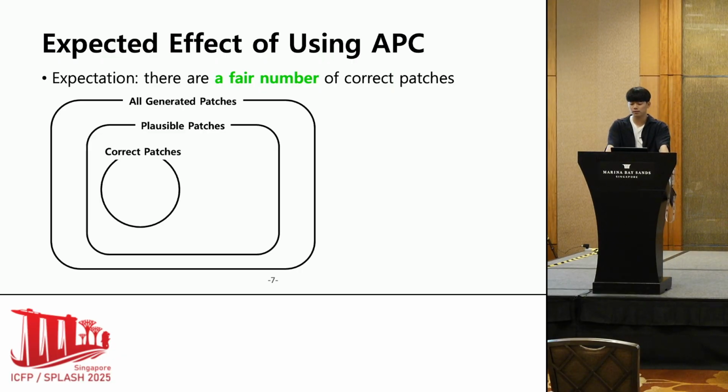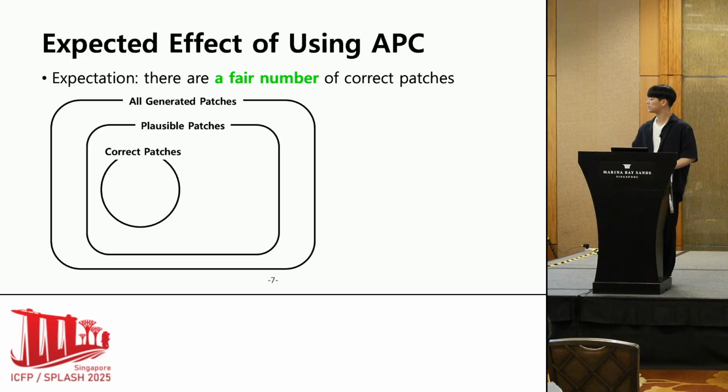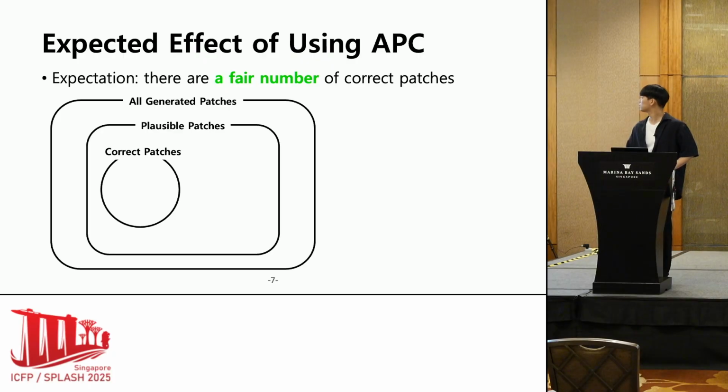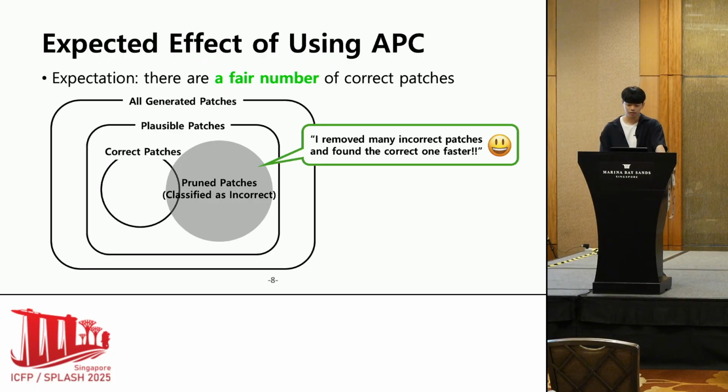Then, why does this happen? Let's see what we usually expect when using APC. Here the large box is the total patches generated by APR, and the smaller box inside shows the plausible patches that pass all the test cases. Normally, we expect that there are a fair number of correct patches, like the circle here. So in this case, even if the classifier accidentally removes a few correct patches, we still expect it to be helpful because it removes many more incorrect patches and improves the overall performance.